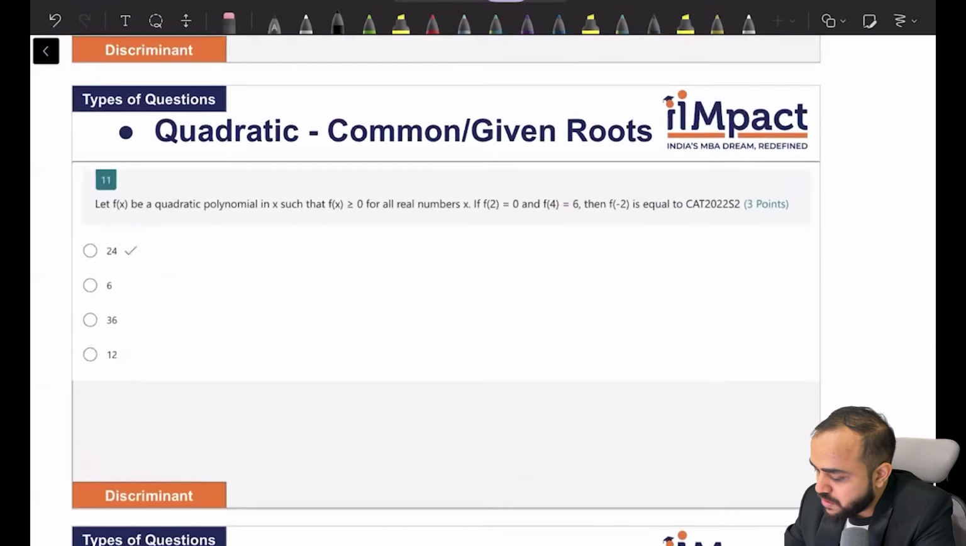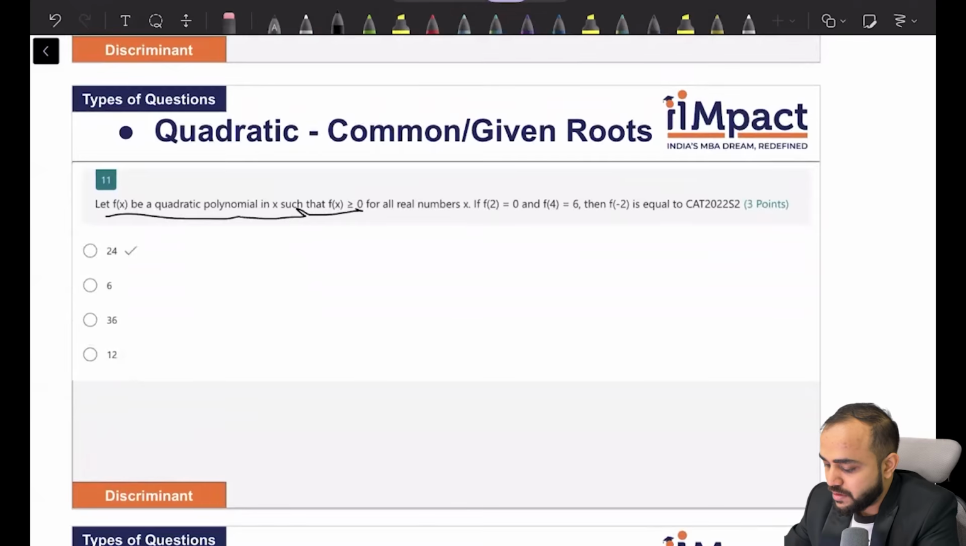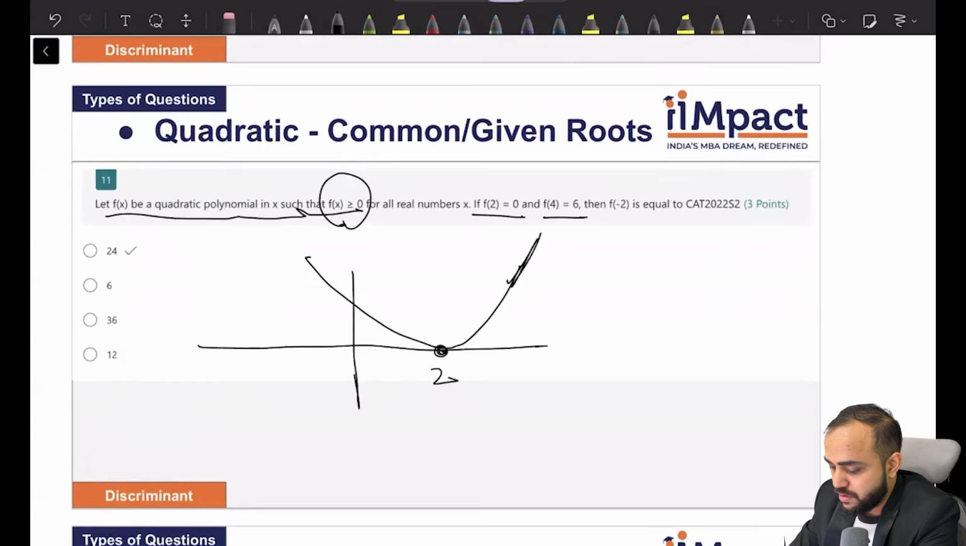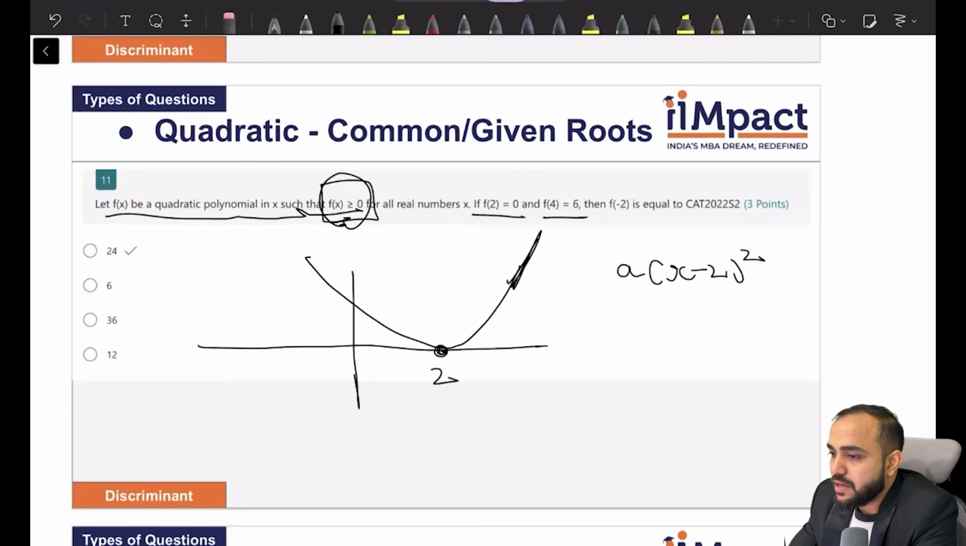f(x) is a quadratic polynomial in x such that f(x) is greater than or equal to 0. If f(2) is equal to 0 and f(4) is equal to 6, then find the value of f(minus 2). Now, immediately from this, my observation is that the graph is going to be like this, where this point is 2. Correct? So I can just write this as a times (x minus 2) whole square, because a quadratic that has its minima as 0, it is going to be what?